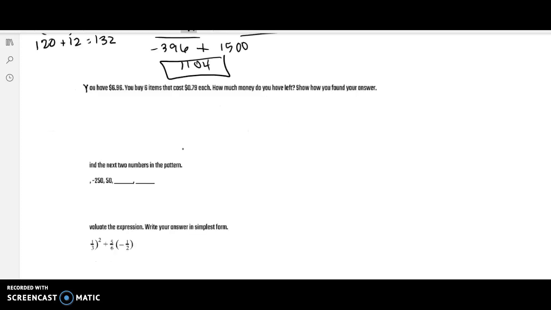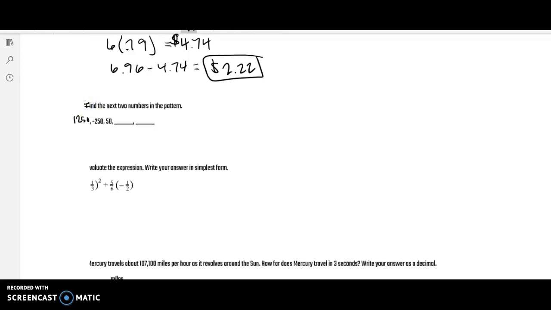So you have $6.96 and you buy 6 items that cost 79 cents each. How much money will you have left? So we're going to multiply 6 times 79 cents. And we have $4.74. So we are going to subtract that. And we get $2.22 left over.